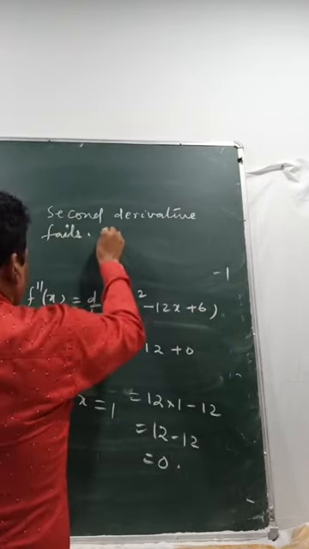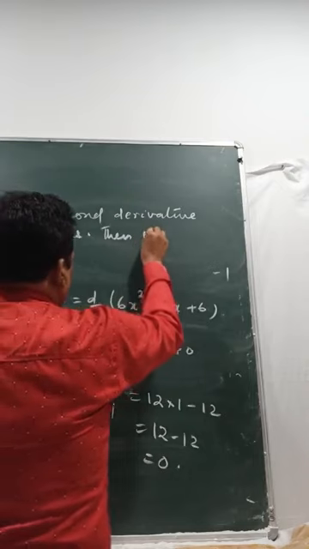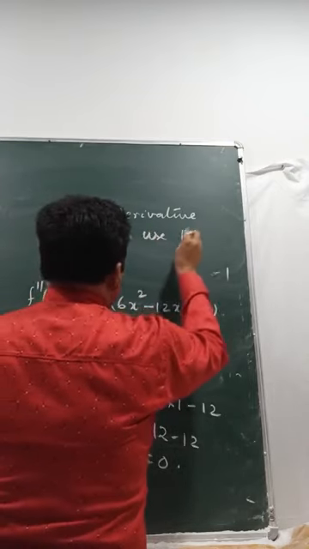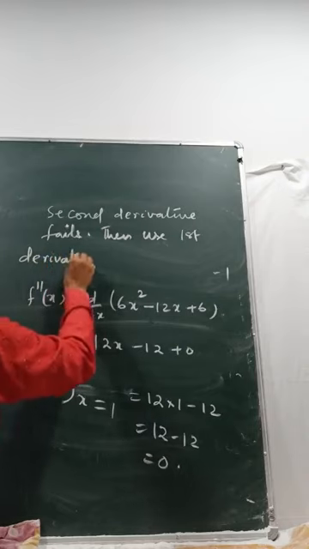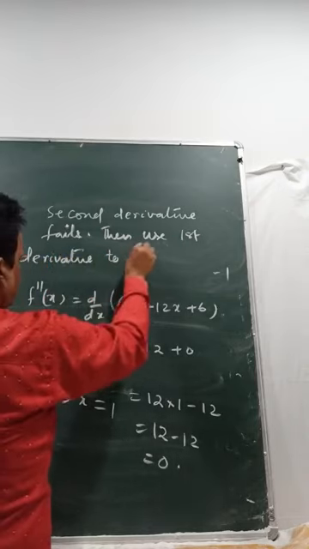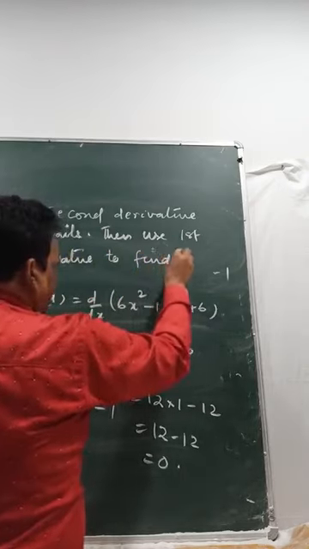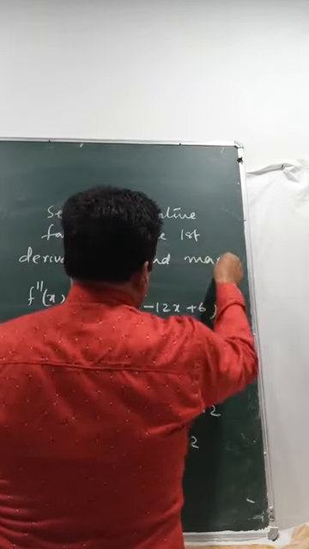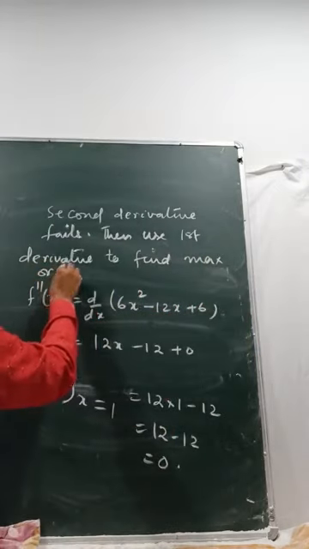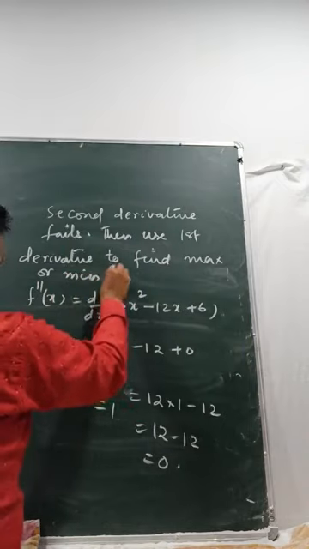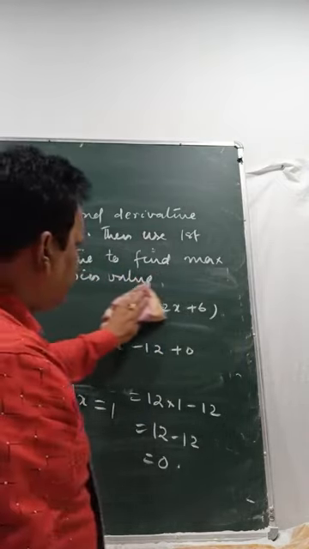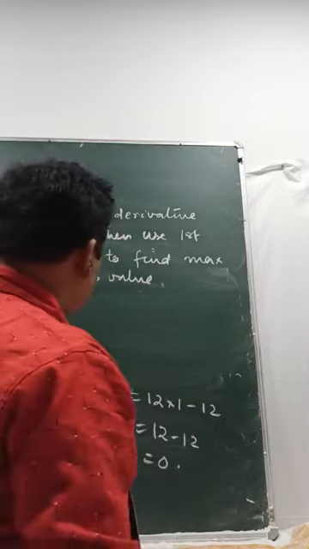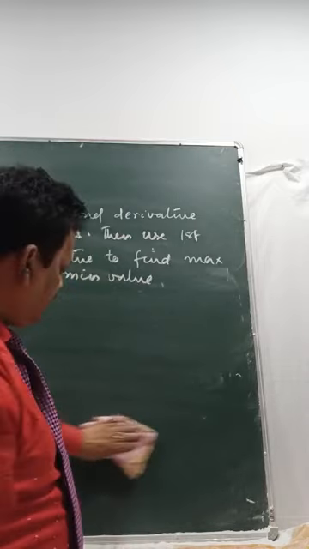Then use the first derivative to find the maximum or minimum value. So can you remember what was your first derivative method to find maximum or minimum value?